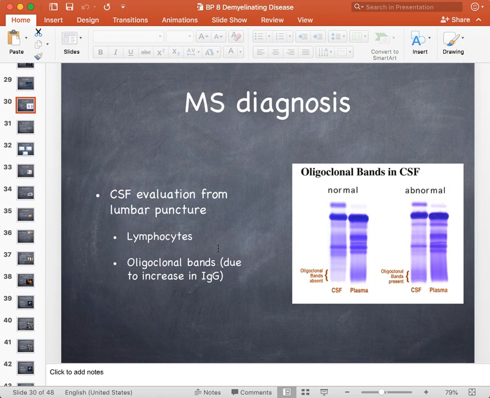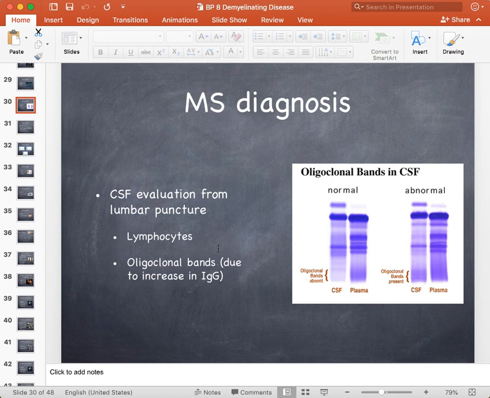How important is CSF evaluation in MS diagnosis? Is it something used all the time? Is it something used only in challenging cases? In my view, with what MRI has allowed us to do, it's fair to say it's less important than it was 30 years ago. Although it is still a very helpful confirmatory test, if there seems to be any doubt about the diagnosis.